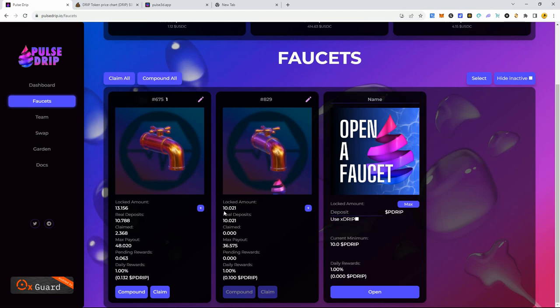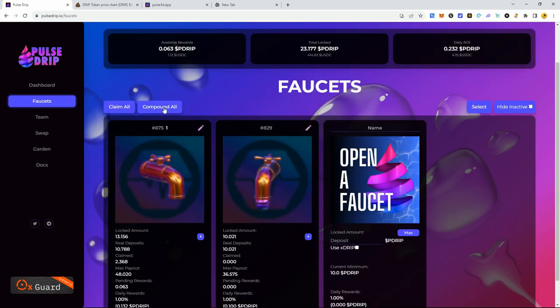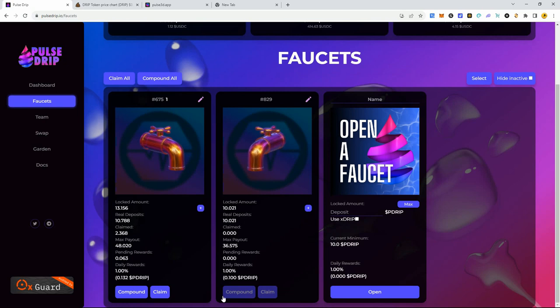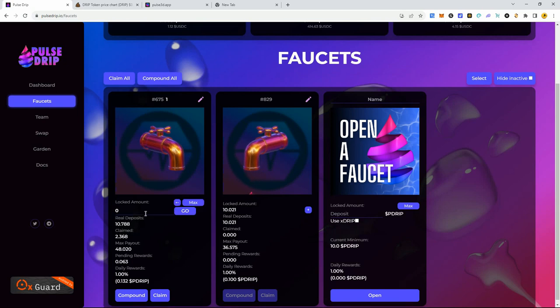So you can see 10.021. Max payout of 36. So what's cool is I can press compound all and it'll compound both of these faucets. So I don't have to do it one by one. But keep that in mind. So, you know, if you do want to add to your faucet, you can't. Okay. If you try adding to this, it doesn't let you. It doesn't work. Okay. You have to make a new faucet.